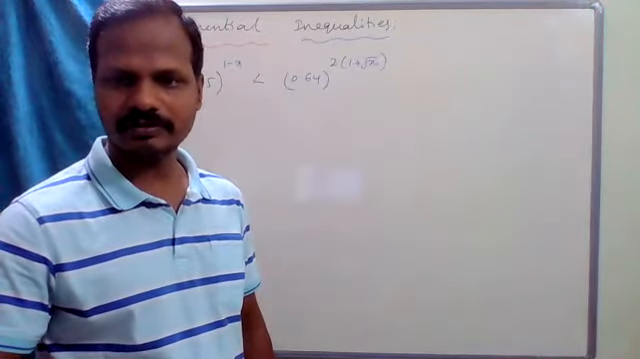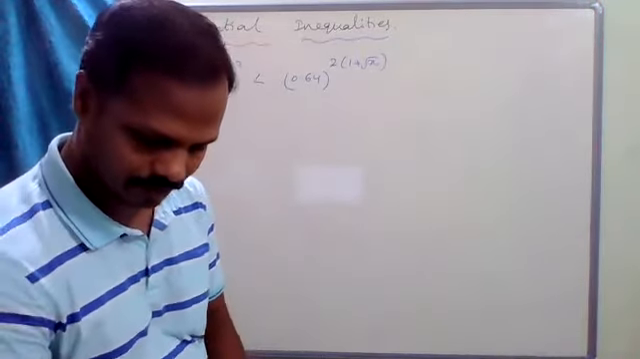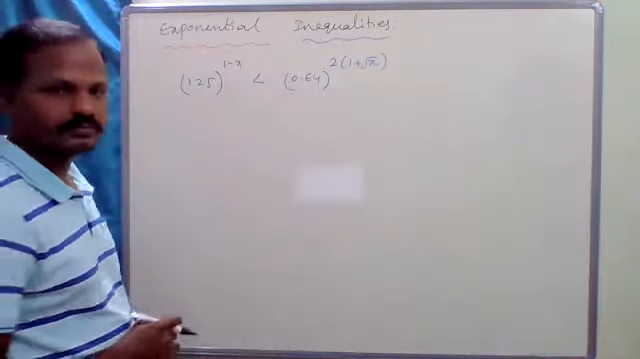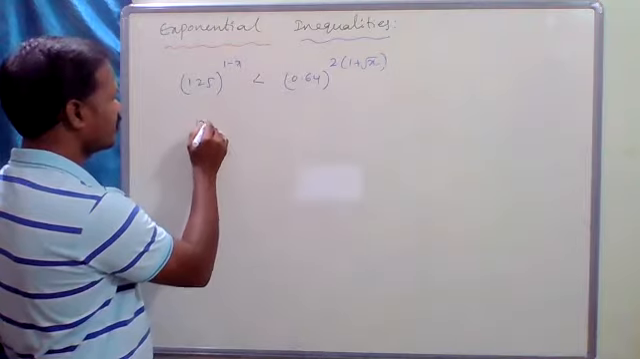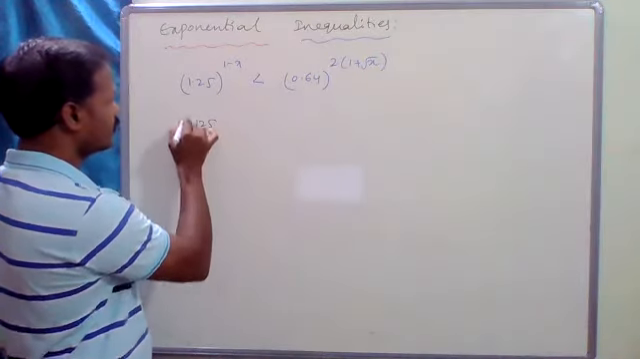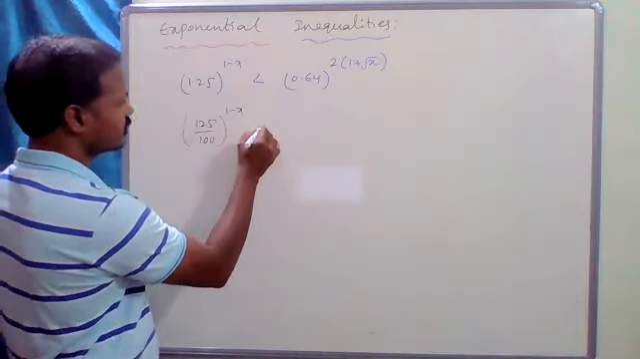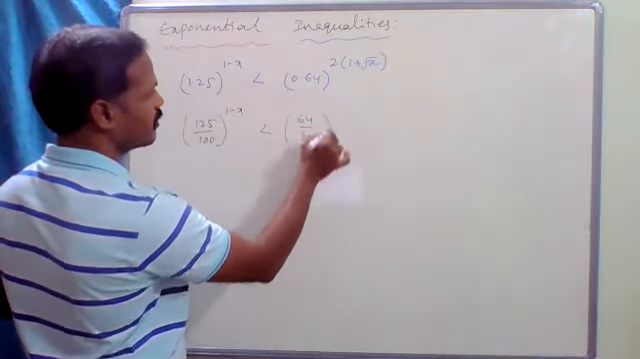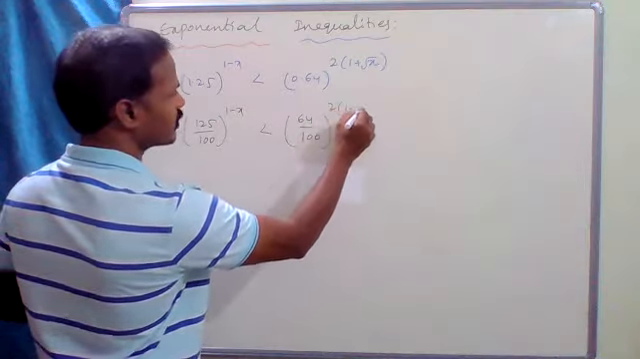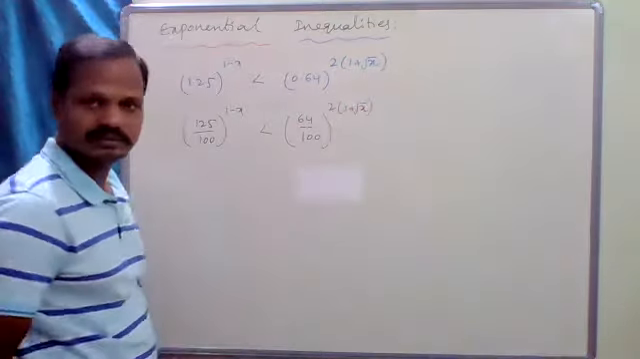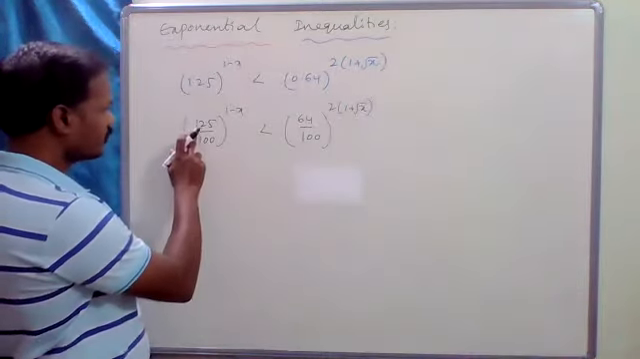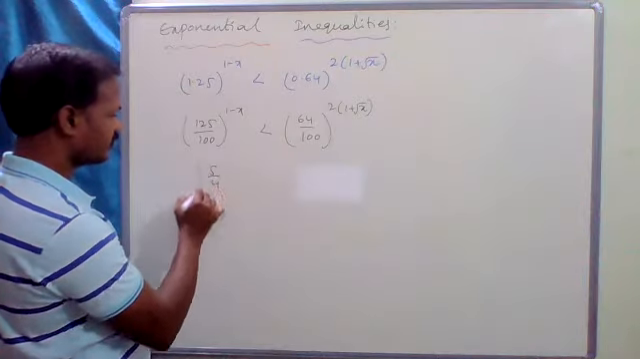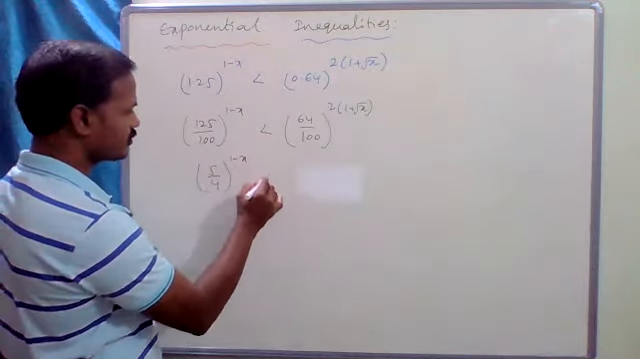Okay, so let us solve this problem. 1.25 is 125 by 100, whole power 1 minus x, is less than 64 by 100, whole power 2 into 1 plus root x. Now 25, 5 is 25, 4 is whole power 1 minus x.